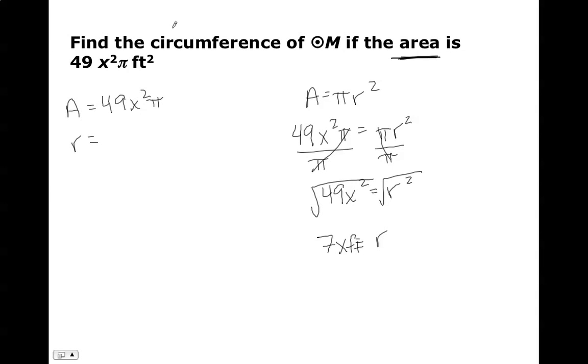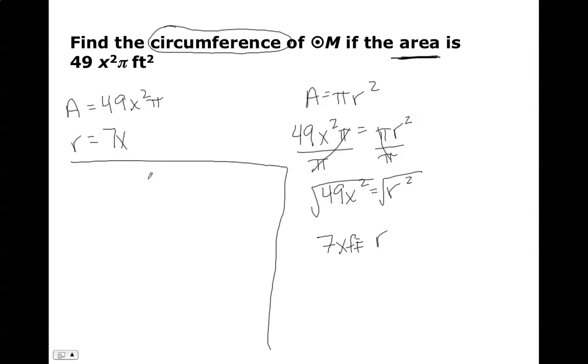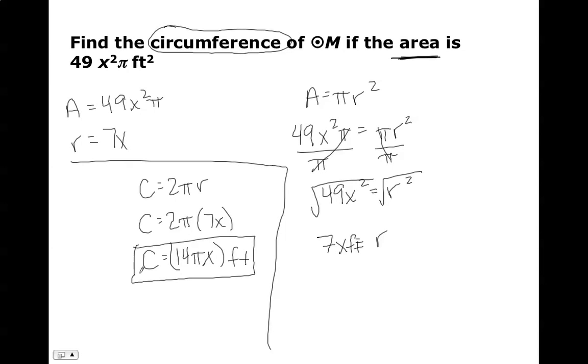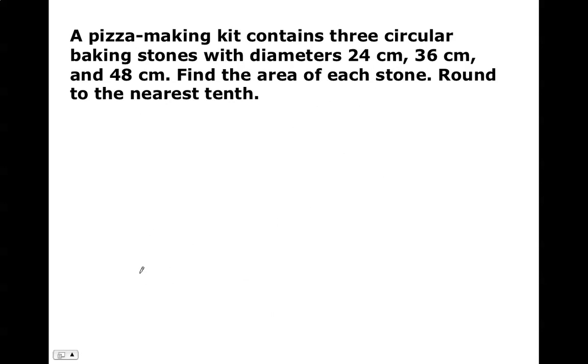But remember, it wants us to go back and find the circumference. And since we are given the radius, let's use circumference equals 2 pi r. Plug in our radius. And now we can simplify, and we get 14 pi x feet. So make sure that you are reading the question and answering what it is asking for. On this next one, this is the question I want you to do in your notes for discussion in class. Make sure to read it and answer the question.